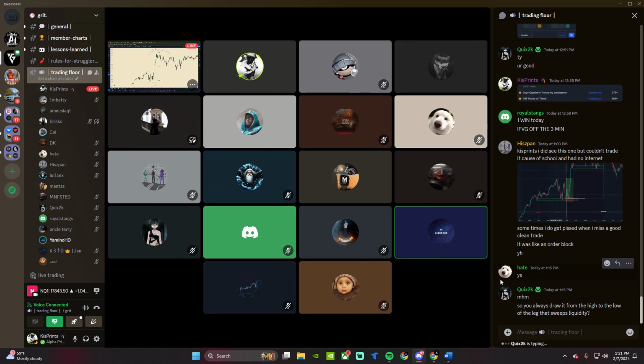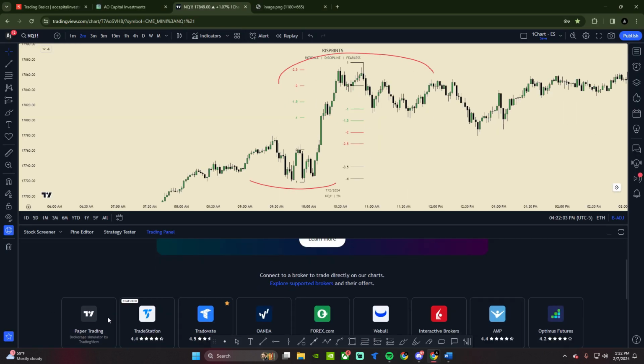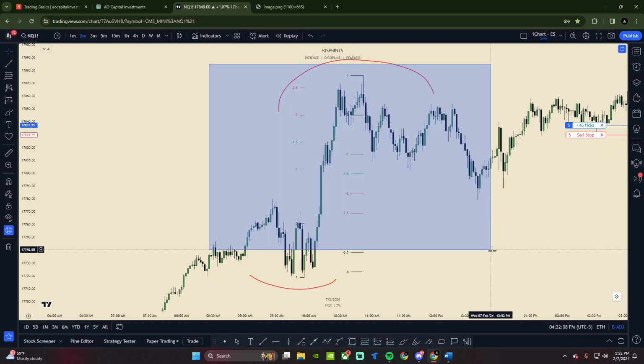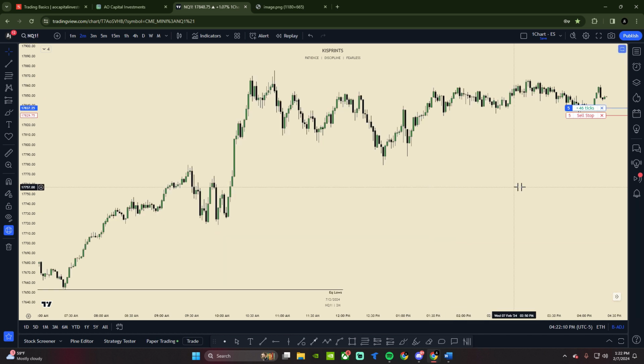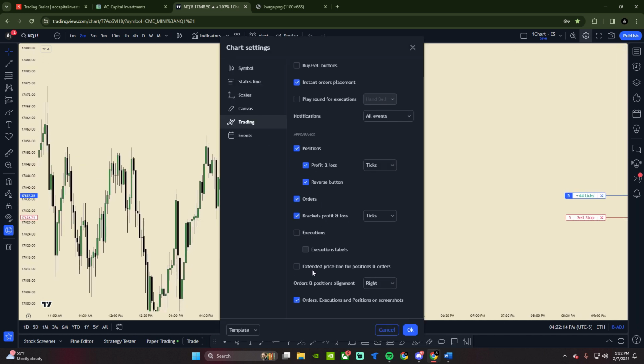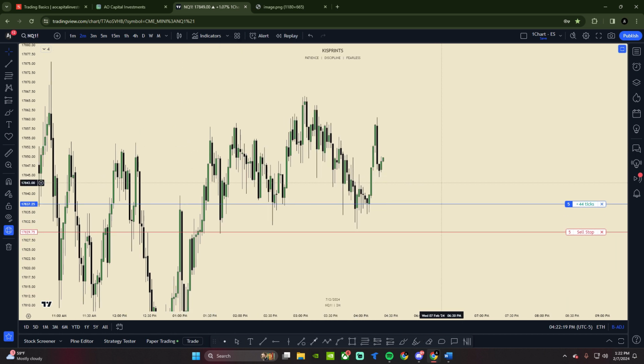I have a question, bro. I watched some videos about ICT, and I saw some teachings about, like you said, distribution, manipulation, accumulation. I always hear about distribution, but I'm never hearing about accumulation. Can you tell me what's the difference? Accumulation. So you know when price is choppy? So you see this right here?